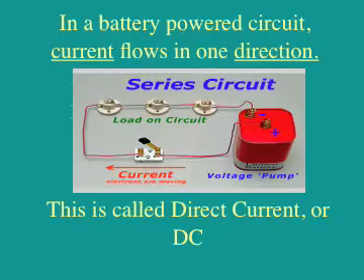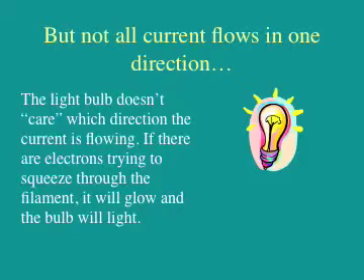The current always flows in one direction. This is called direct current, typically referred to as DC. But current doesn't have to keep flowing in one direction. When electrons flow through the wire in a light bulb and cause it to light up, the light bulb doesn't actually care whether the electrons are flowing left to right or right to left.